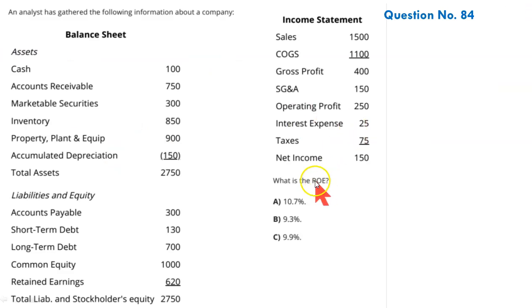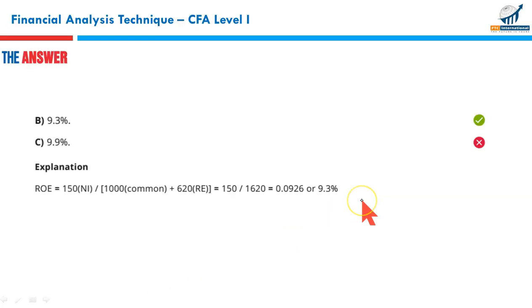What do we need? Return on equity. Only one year's balance sheet is given. So this is the return and this is your equity. Nothing else. We can't take the average because only one year's balance sheet is given. So return is 150 and equity is 1620. 9.25%, that is 9.3. B.